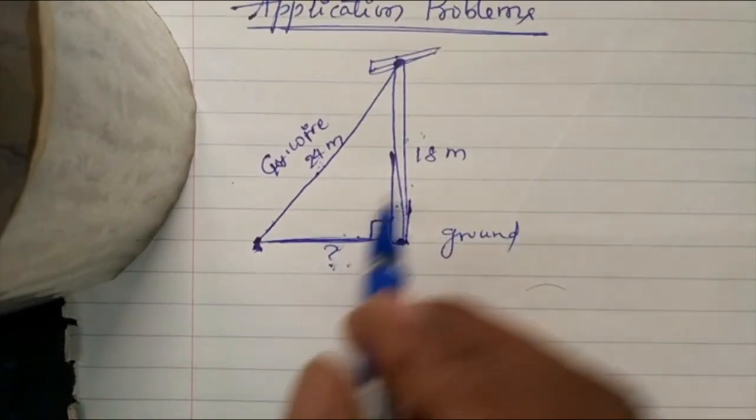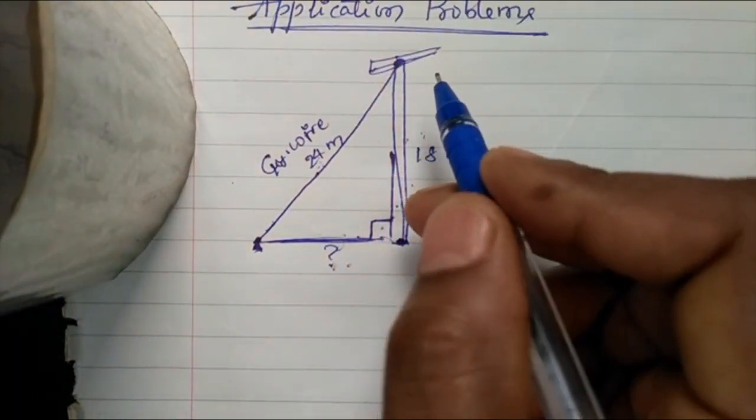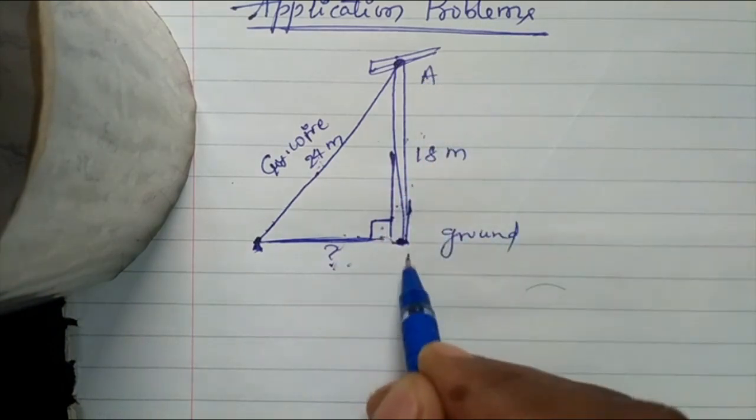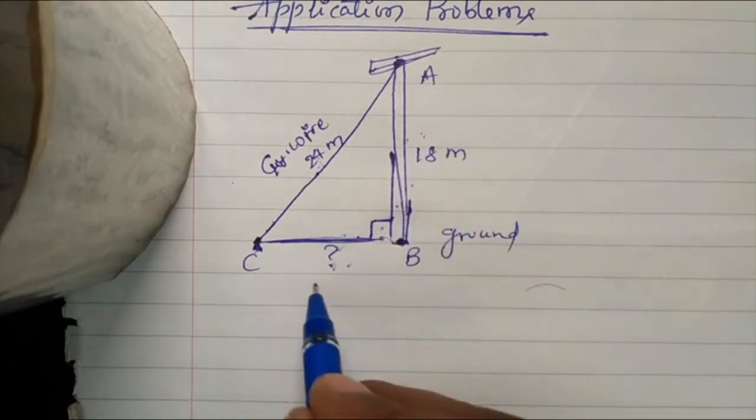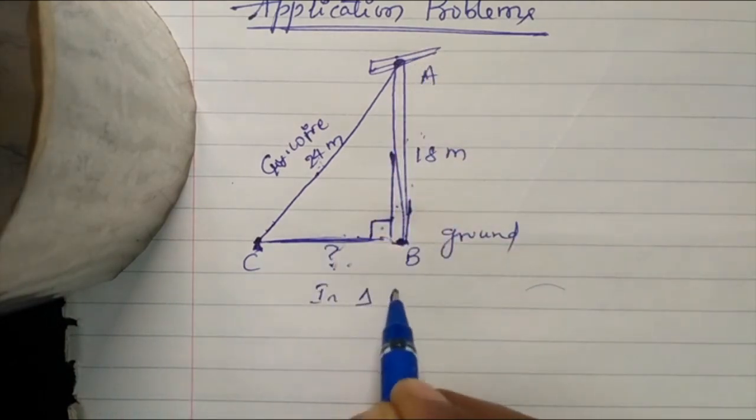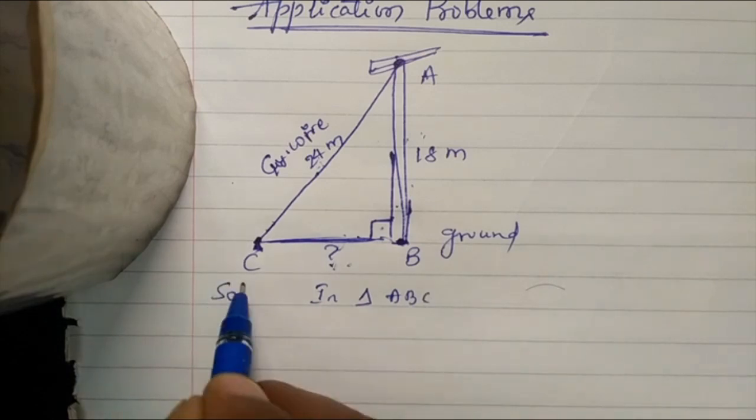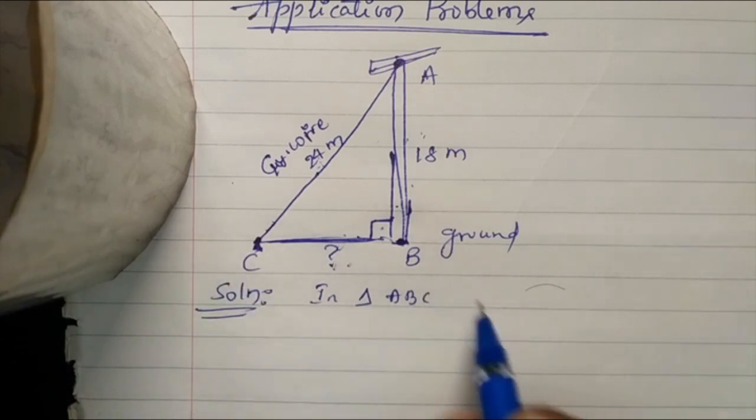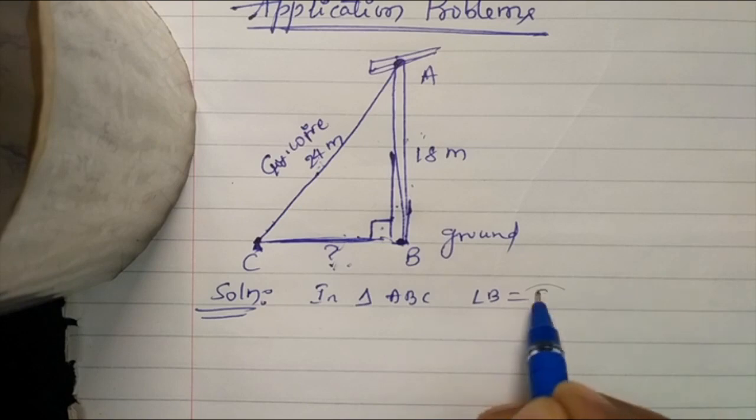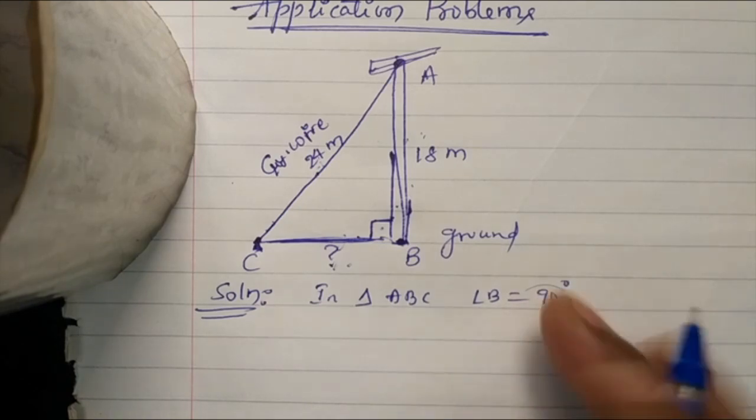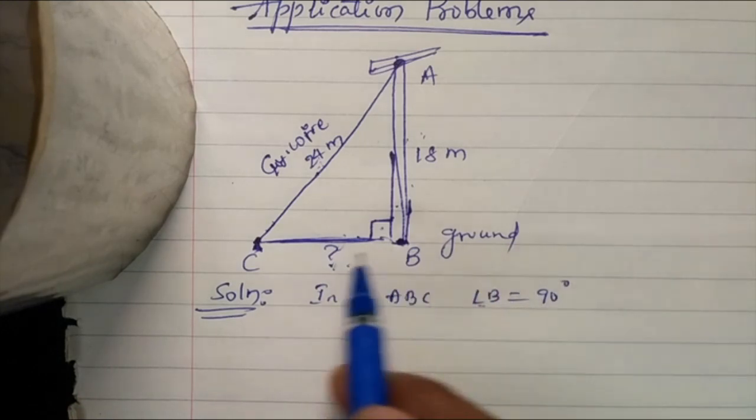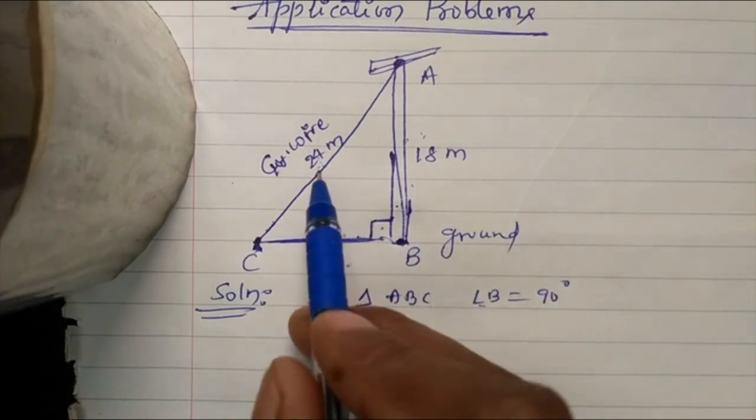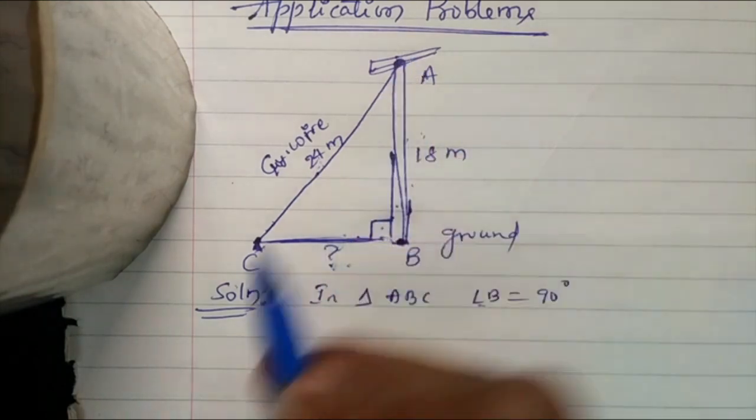So we go for naming the diagram by ABC, or without naming also you can solve the problem. It's left to you. I name it as ABC. So in triangle ABC, go for the solution. In triangle ABC, angle B is equal to 90 degree, correct? Angle B is equal to 90 degree. When angle B equals 90 degree, then AC becomes the hypotenuse.